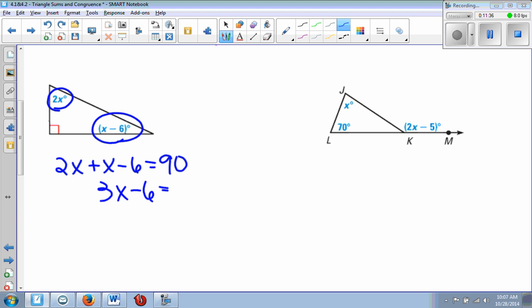3x minus 6 equals 90. Adding 6 to both sides gives us 96. Dividing both sides by 3 gives us 32.